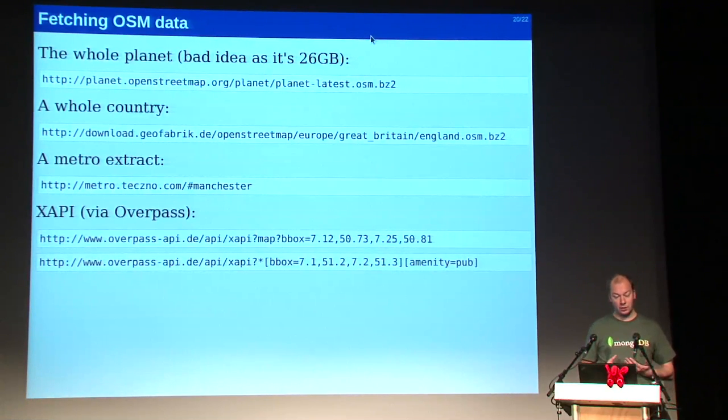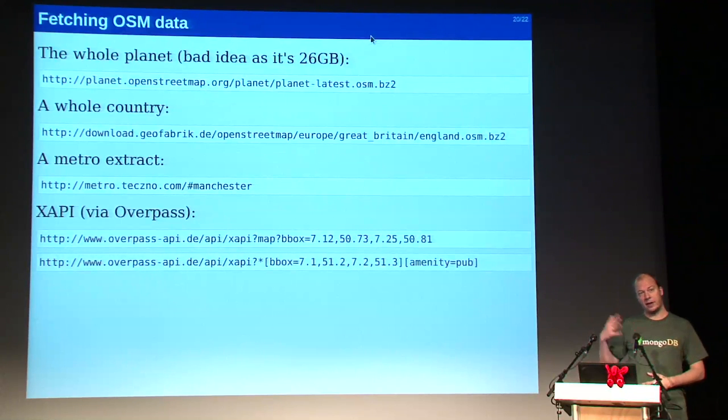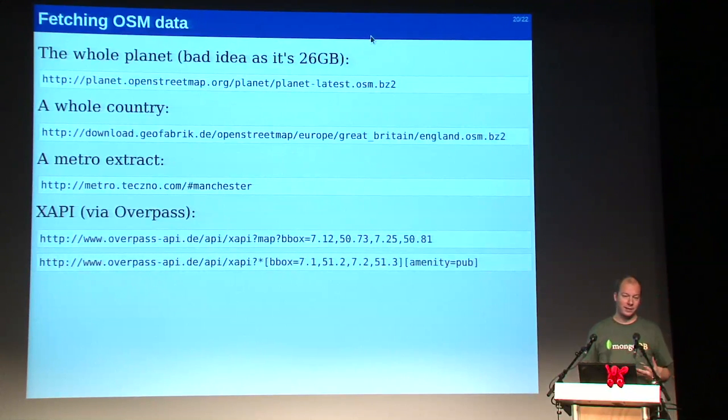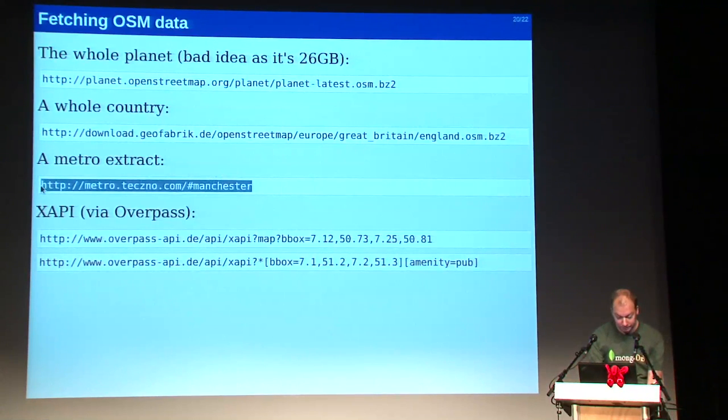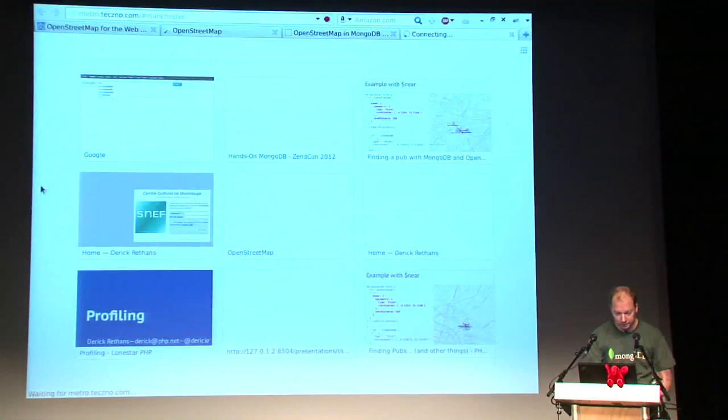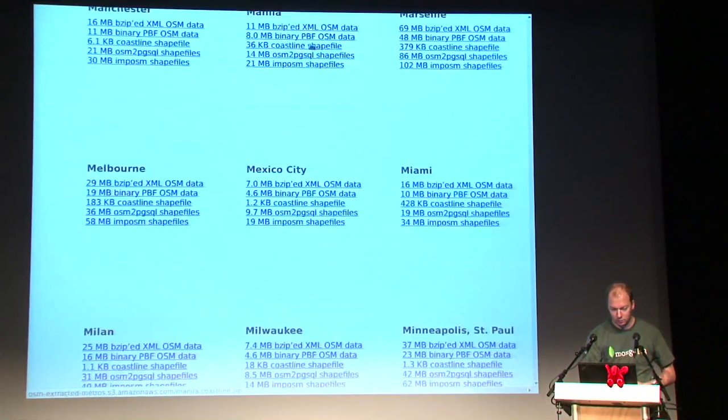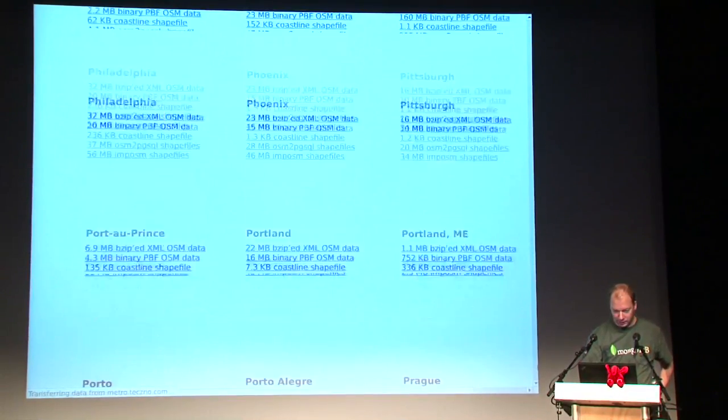But luckily there's ways of getting only smaller parts out of it. You can download a whole country, like England in Great Britain, or you can download all of France and things like that, because different extracts are provided. What I tend to use for demos at conferences is a metro extract. So here I have a link to the one in Manchester, but of course there's also one for Paris. So let me open that link for you. Where did it go? Oh, there we go. So this is Manchester, where is Paris? I guess it's at the key.